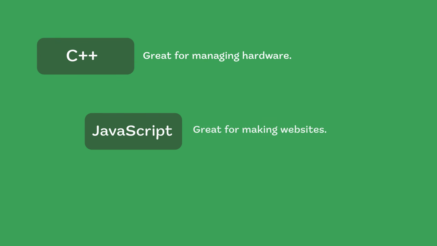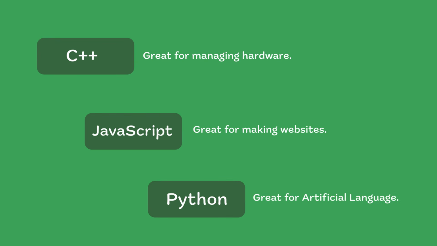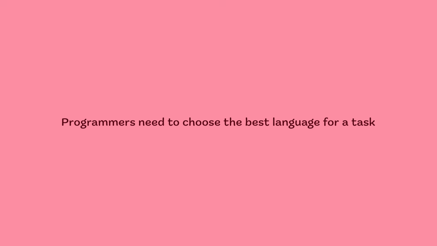Some are great for building websites. Others are designed for scientific computing or artificial intelligence. Trying to make one language perfect for everything usually makes it complicated and inefficient. So instead of one universal language, programmers choose the best language for the task they want to accomplish.